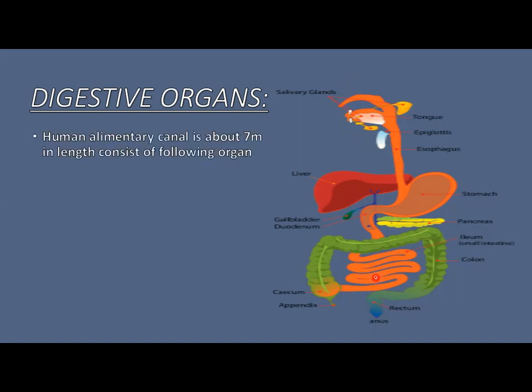If you remove the human alimentary canal from your body and unravel it, it would be a continuous tube of about 7 meters in length. If you remove it from your body and measure the length of this human alimentary canal, it is around 7 meters long. Seven meters, it is too much.